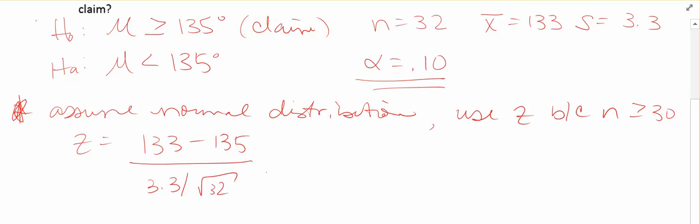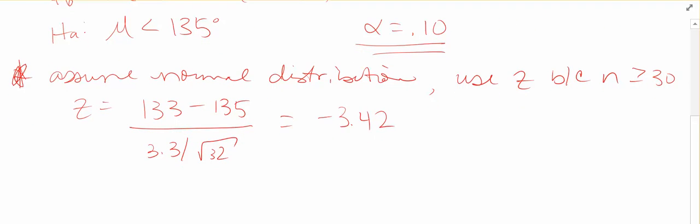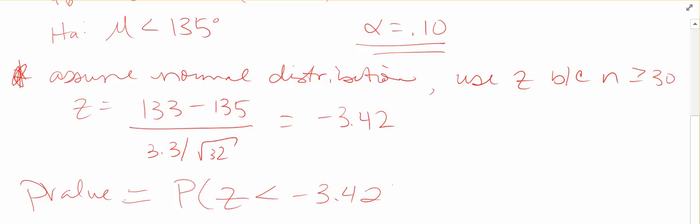Now, z is found by taking x bar minus mu divided by the standard deviation divided by the square root of the sample size. So when we do this, what z-score do we get? And we get negative 3.42. Now, we're going to make a p-value statement based on the alternative hypothesis. So the p-value is the probability that you would get this z-score. So p-value is equal to the probability that this z-score is greater than or less than. Well, it's less than, or you wouldn't get the tail part of the picture, right?